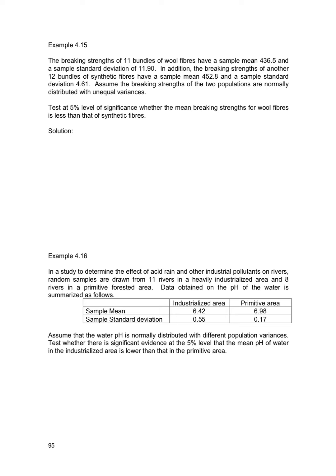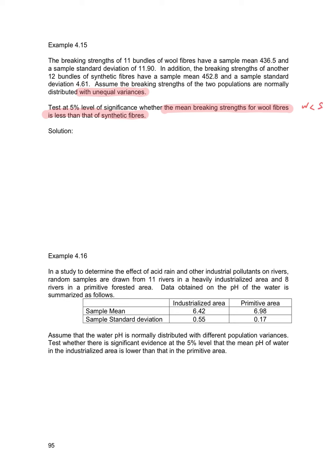So you have to read carefully the information given so that you do not mistakenly use the wrong formula. We want to test at 5% level of significance whether the mean breaking strength for the wool fiber is less than that of synthetic fiber. So this is the question: whether the mean breaking strength of wool fiber is less than synthetic fiber. Wool less than synthetic.